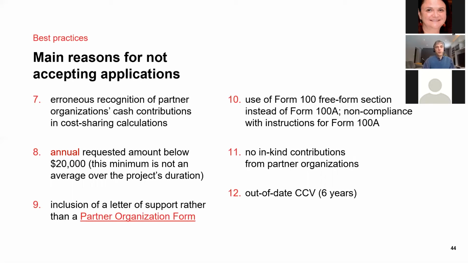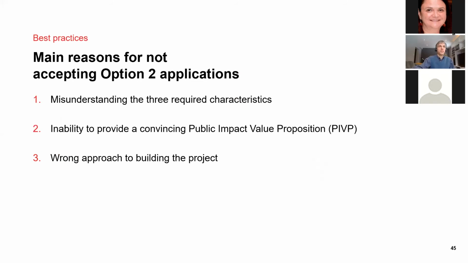Some proposals request maybe on average 20K per year, but less than 20K in a single year, and that's not acceptable. Also, there were some initial issues with the format of the Form 100 as opposed to the Form 100A, and with presenting CV information from the organization. So organizations are not involved. So these are the key things that we've seen.